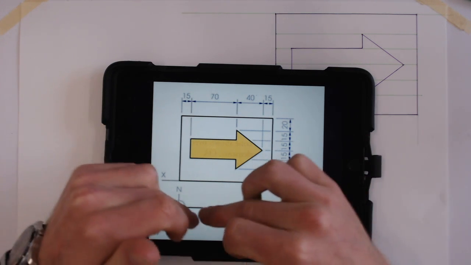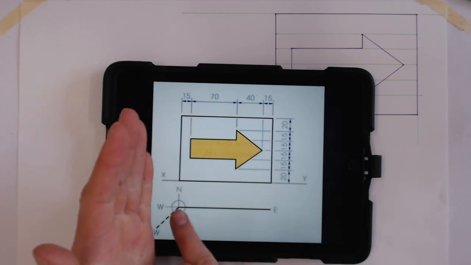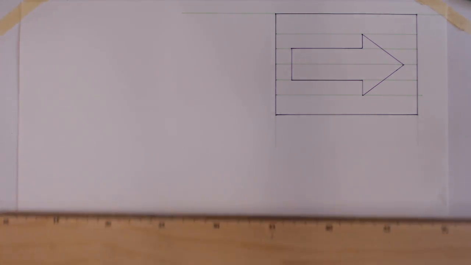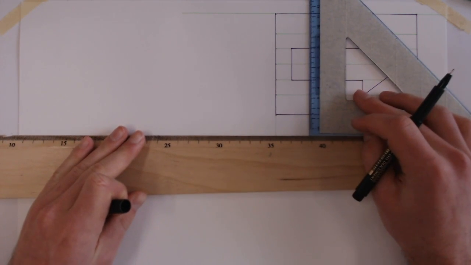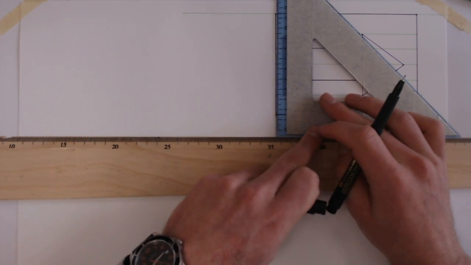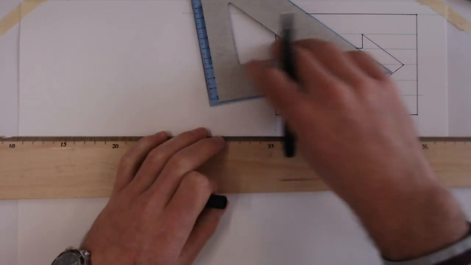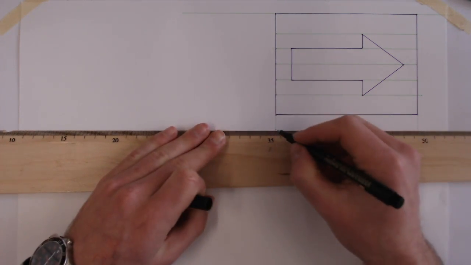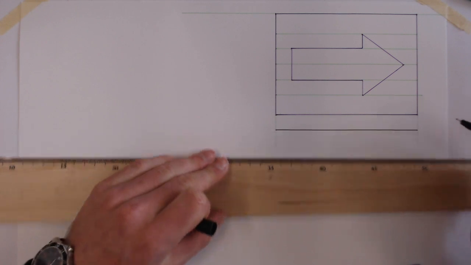So the hinge line, the first element of it is this piece here. It's this straight line underneath. So I'm going to come underneath. It doesn't actually matter what distance you come underneath, but I'm going to come about 15 mil down. Leave a quick mark there. And I'm going to draw a straight line across there.